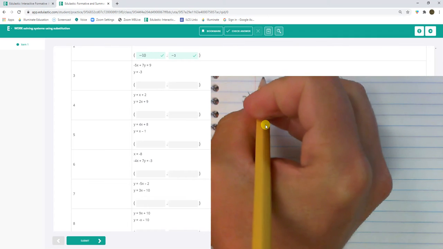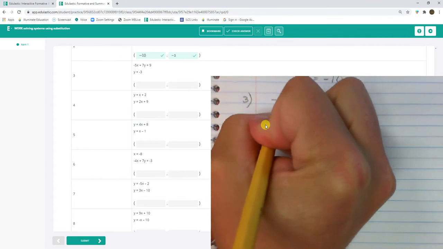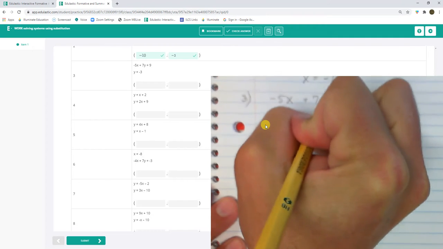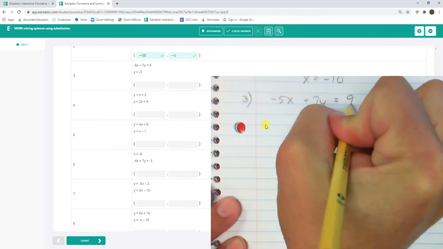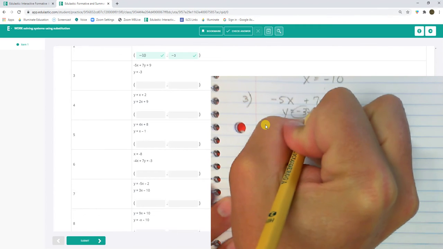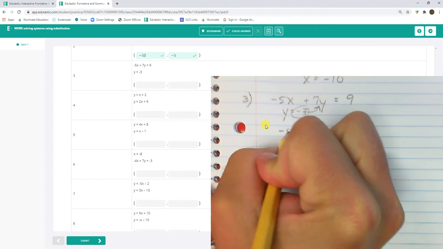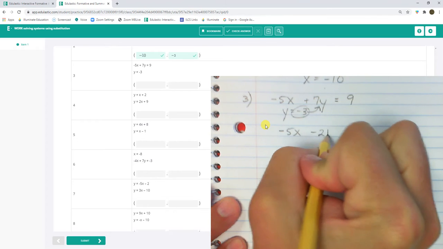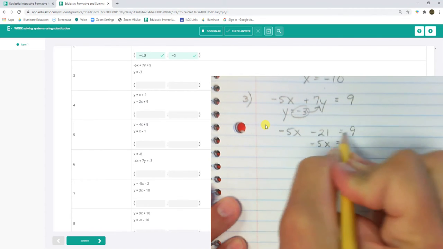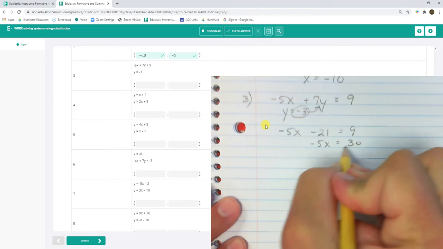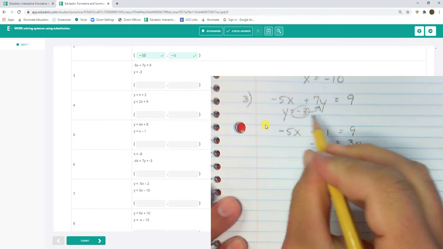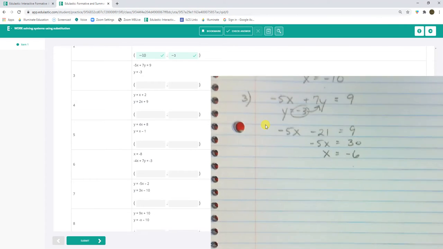Number 3, -5x plus 7y equals 9, and y equals -3. So I'm going to take that -3 and plug it in right there. -5x minus 21 equals 9. -5x equals, adding 21 to both sides, 30. Dividing both sides by -5, x equals -6. So -6 comma -3.